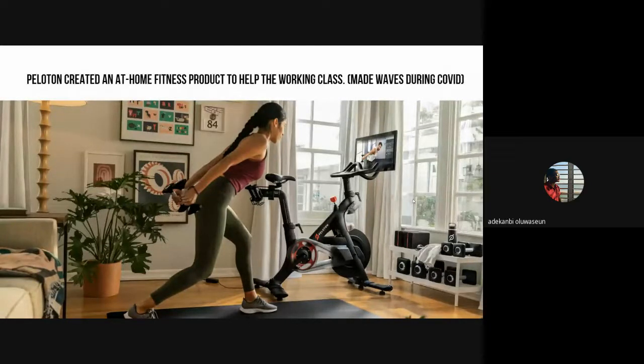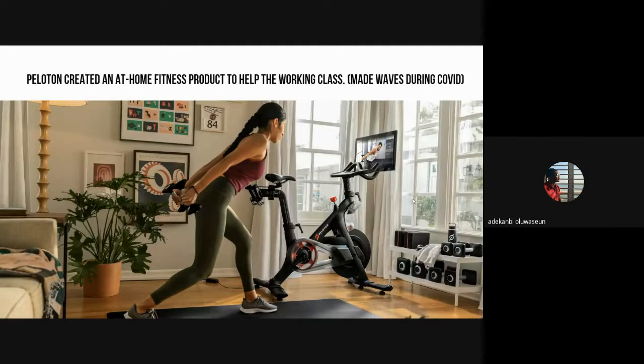Peloton is a fitness platform. They sell fitness equipment, but they sell it using a subscription model. The difference between Peloton and your regular gym by the road is that Peloton uses digital instructors, people who teach you virtually. So you want to do aerobics, you want to use a treadmill, and you don't want to go to the gym. Once you subscribe to Peloton services and get their equipment, you get access to a virtual instructor who is able to train you live.